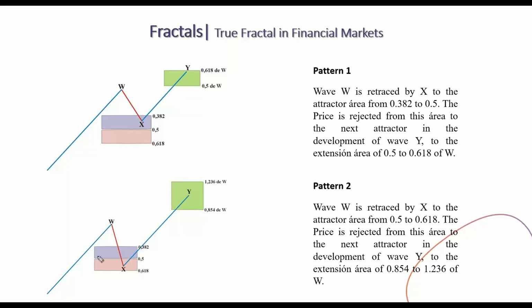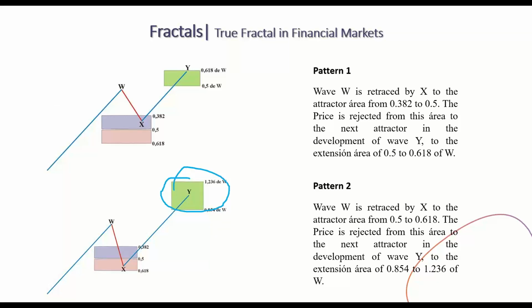What happens if you have a retracement at 0.618? Then the wave Y, you have more chances to end between this area, 0.854 and 1.236. Okay, hardly you reach this area of 0.618. Mainly you will reach the equal area of wave W. Okay, that is 0.854, 1.236. Okay, so wave X retraced to 0.618, and then you see a reaction here. You have higher probability to reach this area.